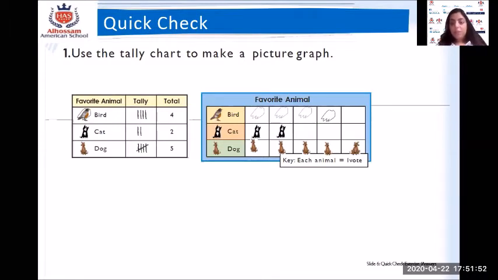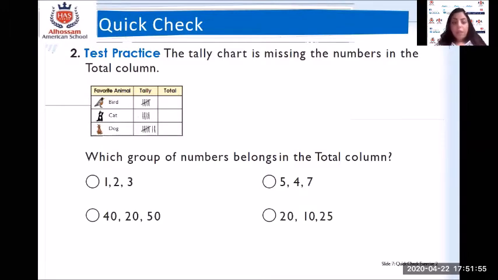Easy? Great. And now Ahmed Mustafa. The tally chart is missing the numbers in the total column. So could you please tell me what's the number here? You're going to depend on the number of the tallies. 5. Super. And here, 4. And here, 5 and 2 equals 7. So can you tell me the answer? Which one is the right answer? Yes, this one. Thank you, Ahmed Mustafa. You're excellent.